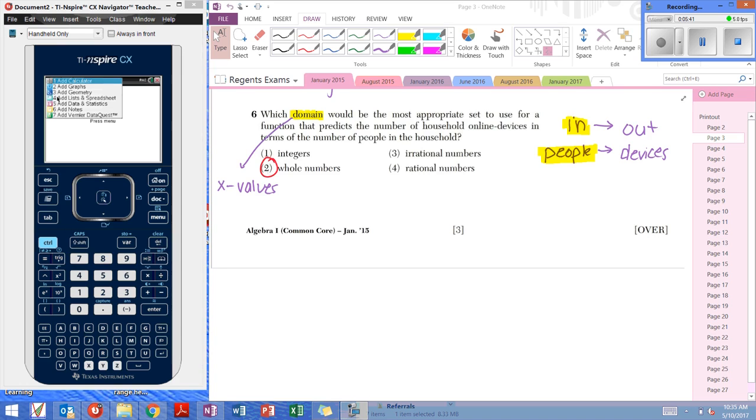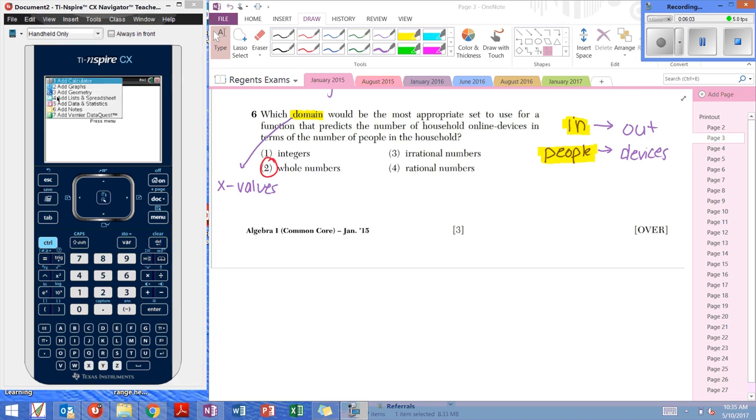And what are we putting into this? Well, if we put in the number of people, it's going to predict the number of devices. So if we put in people, it predicts devices. And what we need to know, or what we should know by now, is that domain is the X values. So we're looking for the in, the X. You put in the X, you get out the Y.